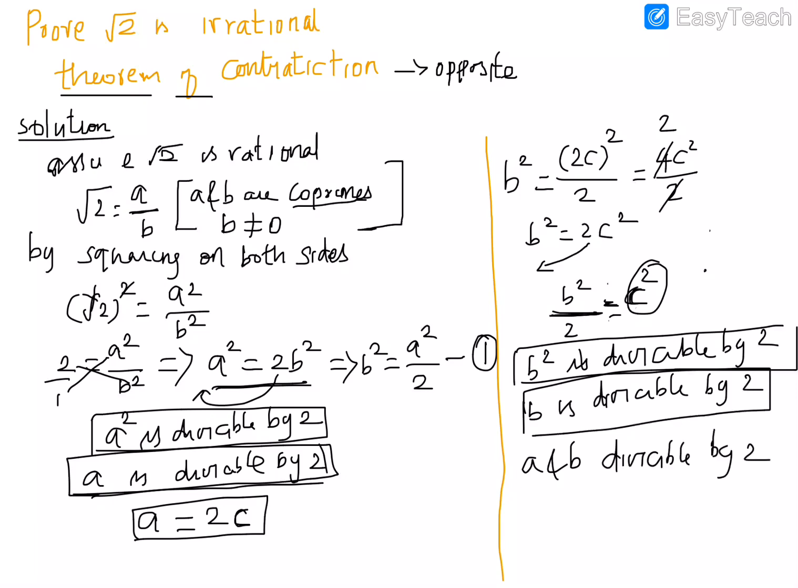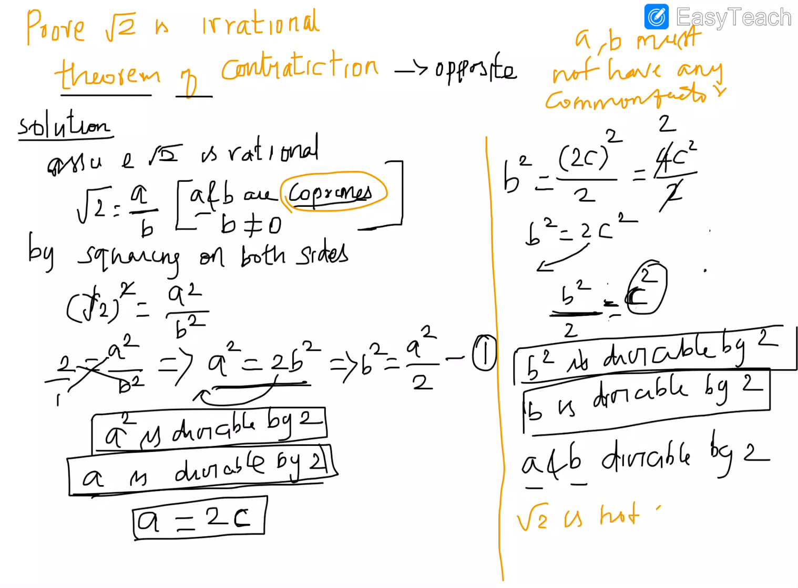So it contradicts our assumption, right? a and b both are divisible by 2. But we already assumed a and b are co-primes. So you can see a and b are co-primes. Co-primes means, as I already said, a and b must not have any common factor. It should be in simplest form. So that's why it contradicts our assumption. So root 2 is not a rational number.